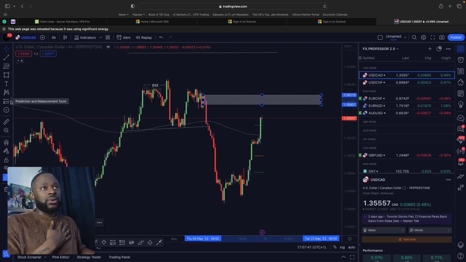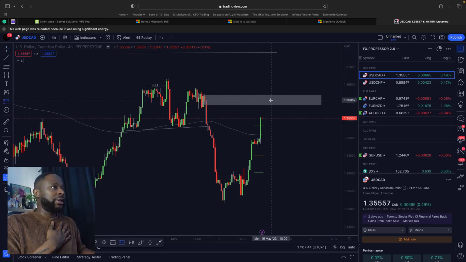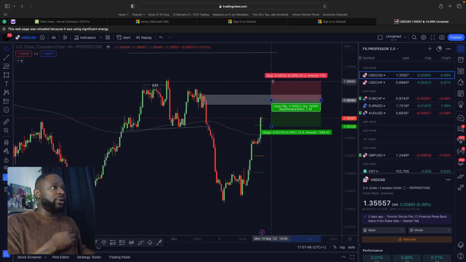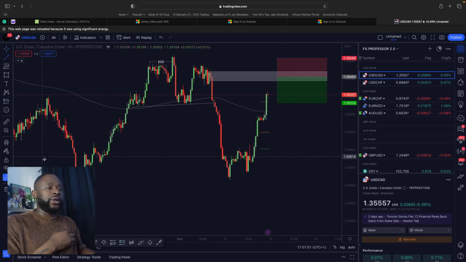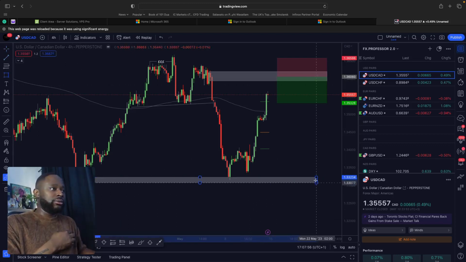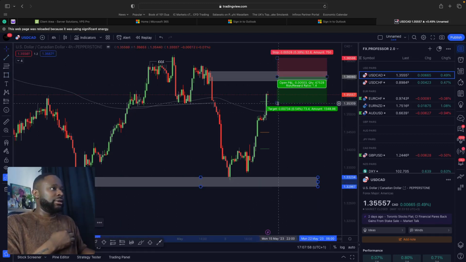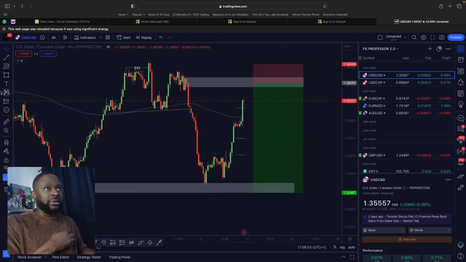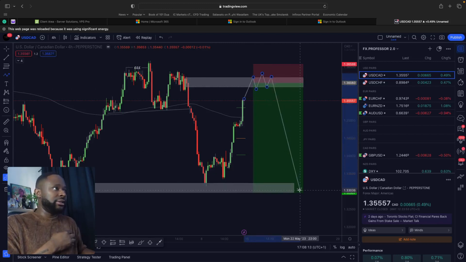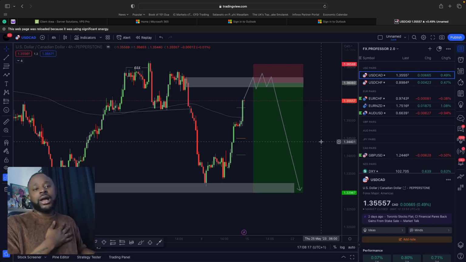So this is what it should be looking like. If I take a sell from anywhere around here with my stop loss right above, then I'm going to be looking to target this level here. This is going to be my point of interest. And we might also see price extend, and then boom to the downside. So that is what I have on USD CAD.